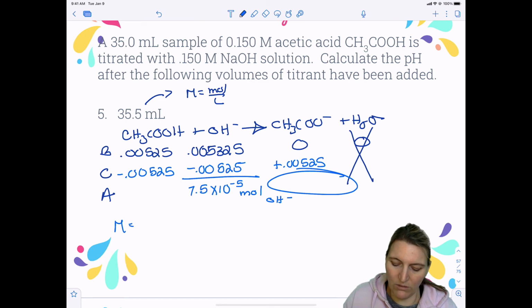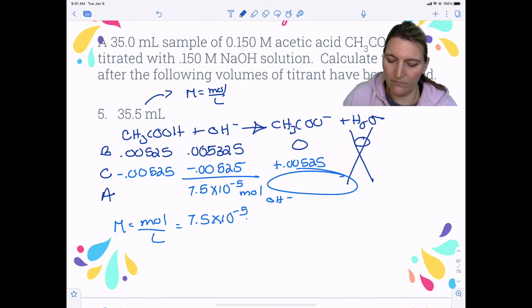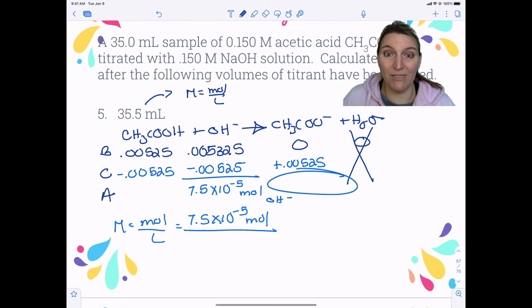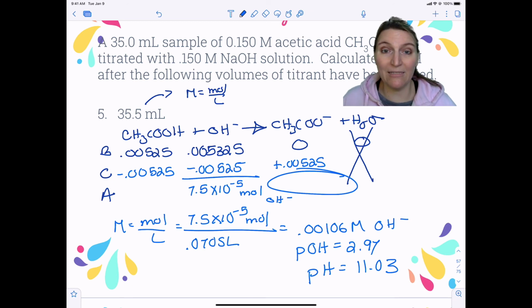I take that moles of OH minus and divide by the new volume to get my molarity. Right? This is going to be 70.5 milliliters, or 0.0705 liters. The molarity is 0.00106. What is this the molarity of again? The molarity of the OH minus. So when I take the negative log of that, I get the pOH, and that's 2.97, which gives me a pH of 11.03. And that makes sense. I'm past the equivalence point now. It should be very basic.